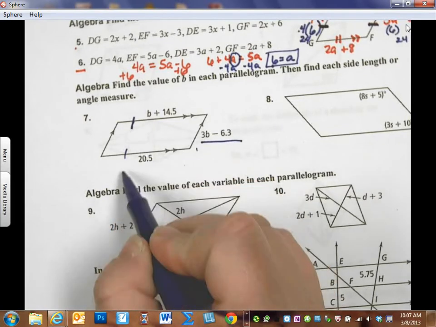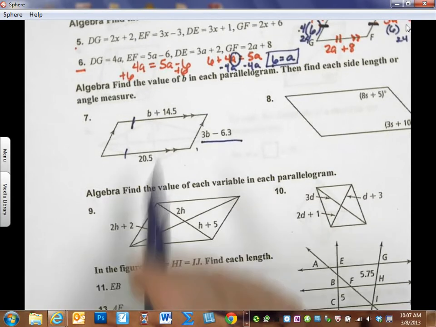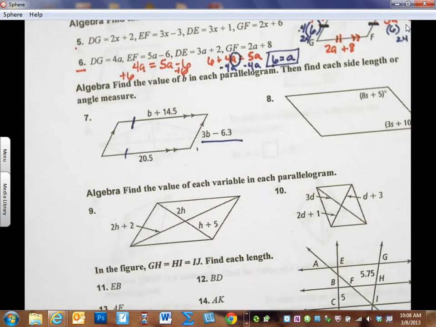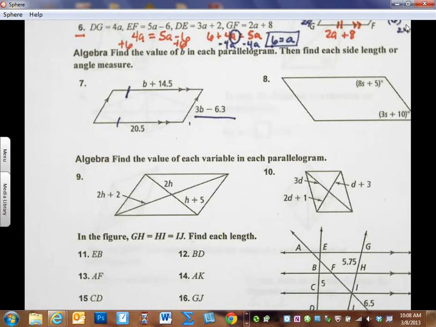Put your sides that are congruent, right? B plus 14.5 equals 20.5. Does that mean you would want B alone? Yep. We always want the variable by itself.